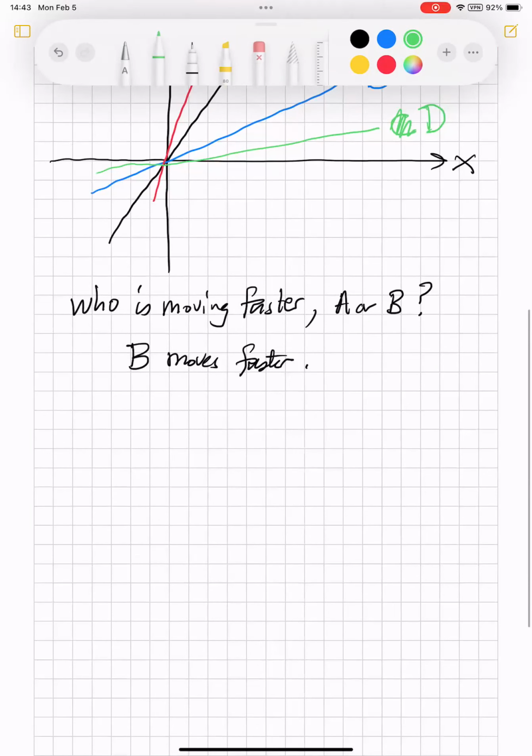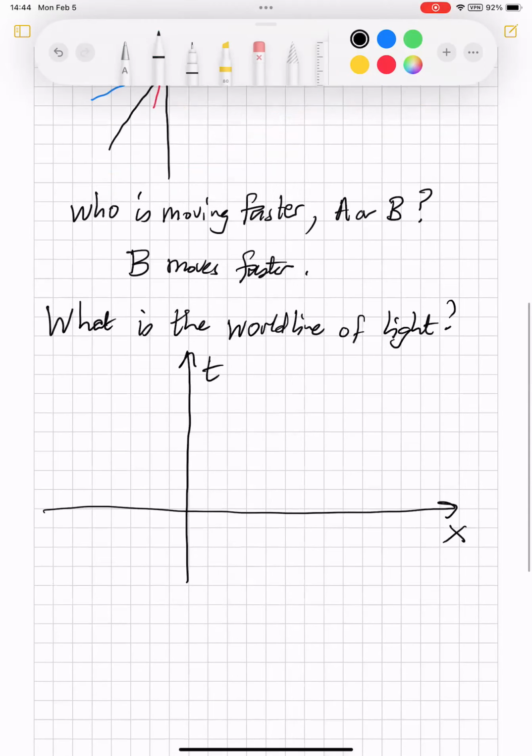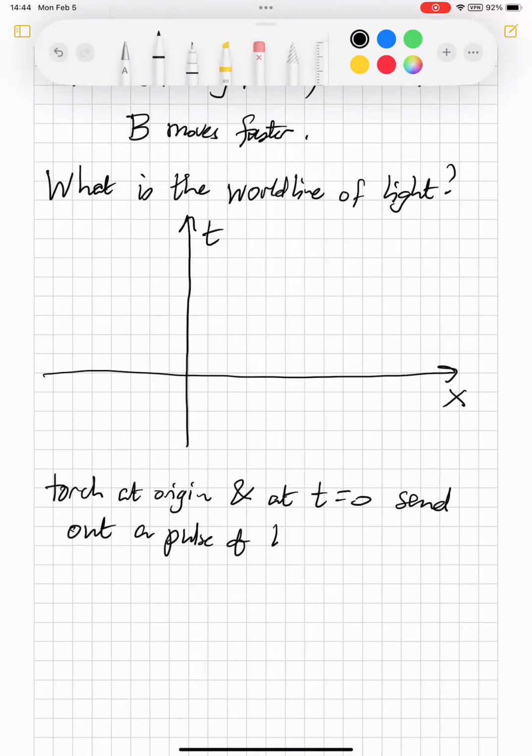Now, what I want to do now is I want to ask, what is the world line of light? Okay, so there is T, here is X. I'm going to put a torch at the origin, and at T is equal to 0, I will send out a pulse of light. Okay, and then I want to draw the world line. So I need to know where the light is going to be at T is equal to 1, where it's going to be at T is equal to 2, where it's going to be at T is equal to 3.